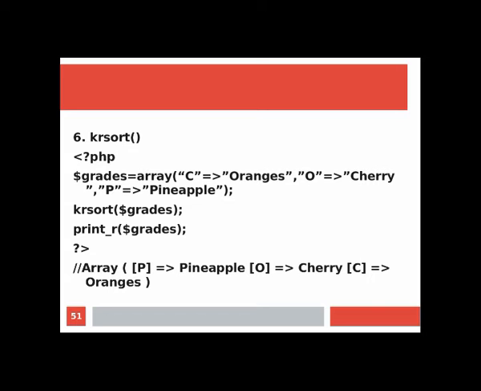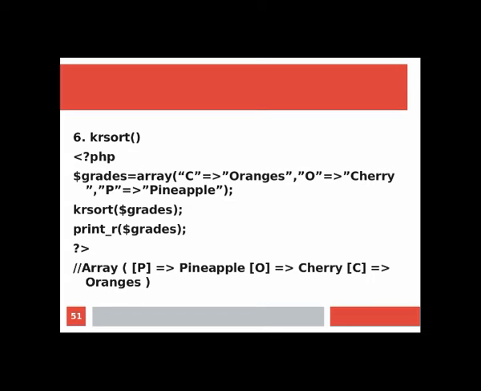So we'll see an example here in PHP code. $grades equal to array in bracket within double quote C arrow within double quote oranges comma within double quote O arrow within double quote cherry comma within double quote P arrow within double quote pineapple, bracket complete, semicolon, and here we are using our function, that is krsort.